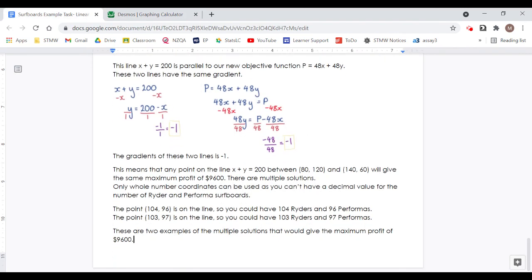But what I want you to do is give 2 examples. So I found the point (104, 96) is on the line. So you could have 104 riders and 96 performers. I've also found the point (103, 97), that was on the line. So you could have 103 riders and 97 performers. These are just 2 examples of the multiple solutions that would give the same maximum profit of $9,600. If you get up to here, then you've got excellence.